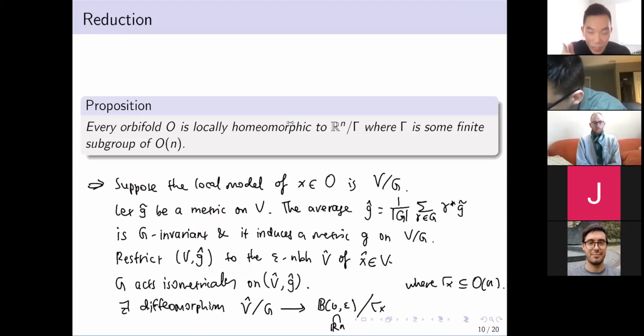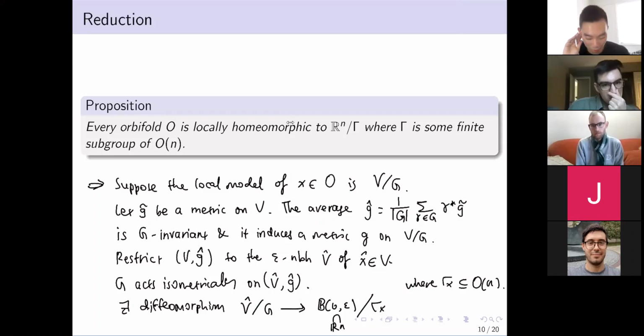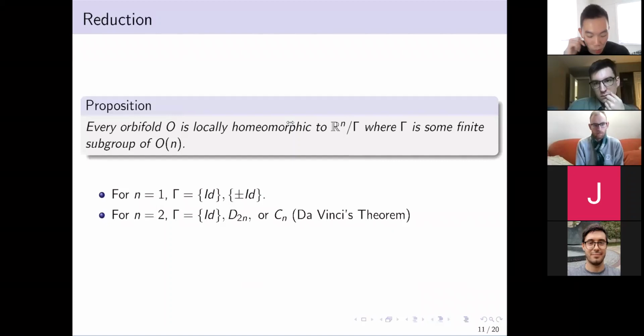The good thing about this is that we know some finite subgroups of O(n), and in particular in low dimensions, let's say 1 or 2, we know all the finite subgroups of O(n). For example, in dimension 1, the subgroups of O(1) are literally just the trivial one, or plus minus identity. In dimension 2, this is something that I just found out a few weeks ago, actually. This is a theorem by Da Vinci.